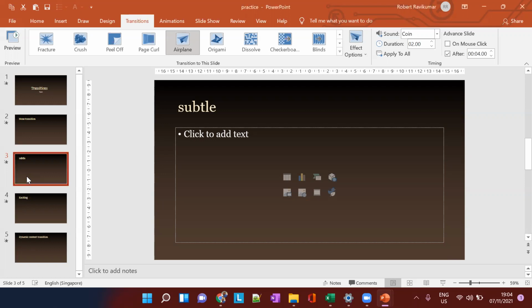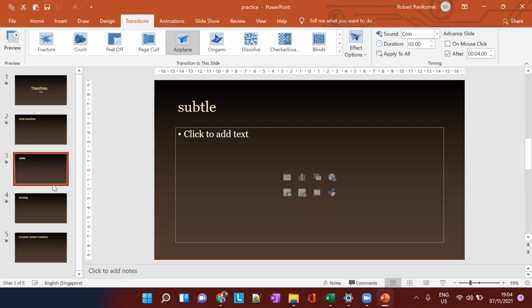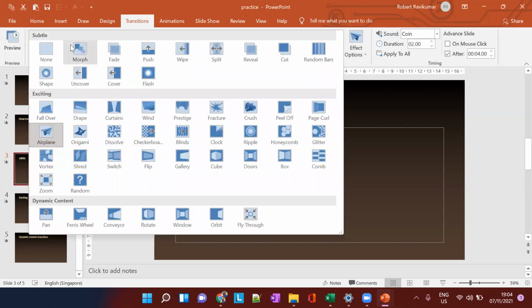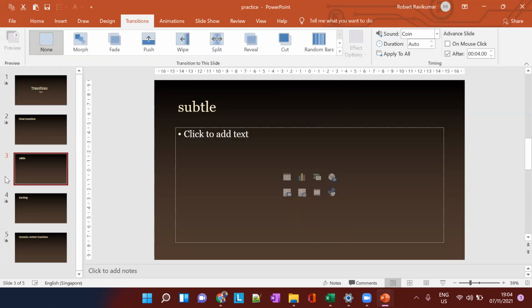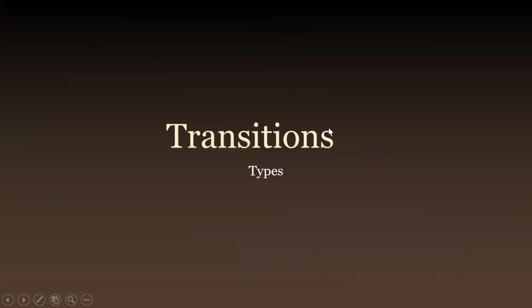We already learned, right? There is an option called none, where the slide doesn't have a transition effect. So all you have to do is select the slide, go to the transitions tab, click the drop down and choose none. Okay. So now you can see the transition is removed from the slide. If I play it, for the third slide, we don't have any transition.